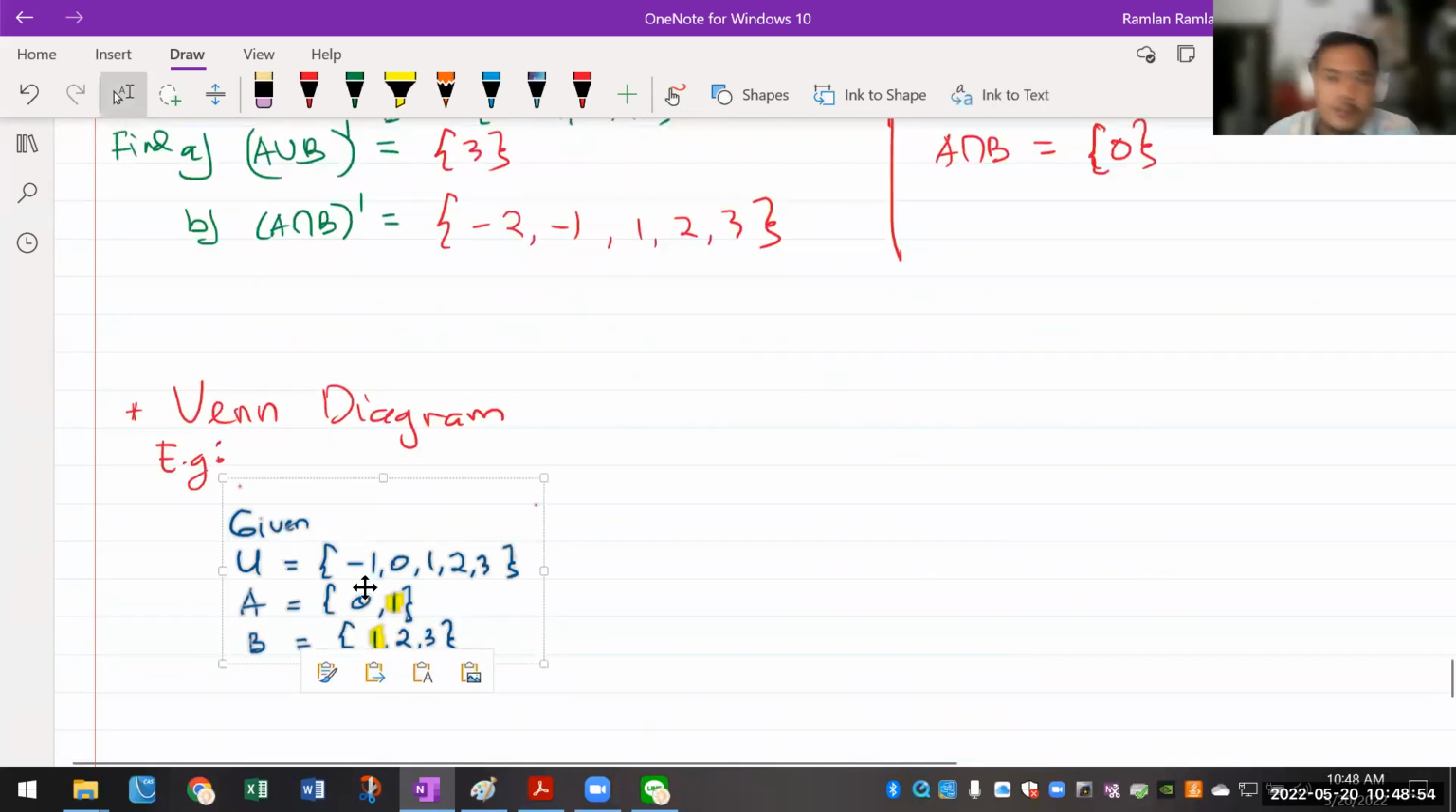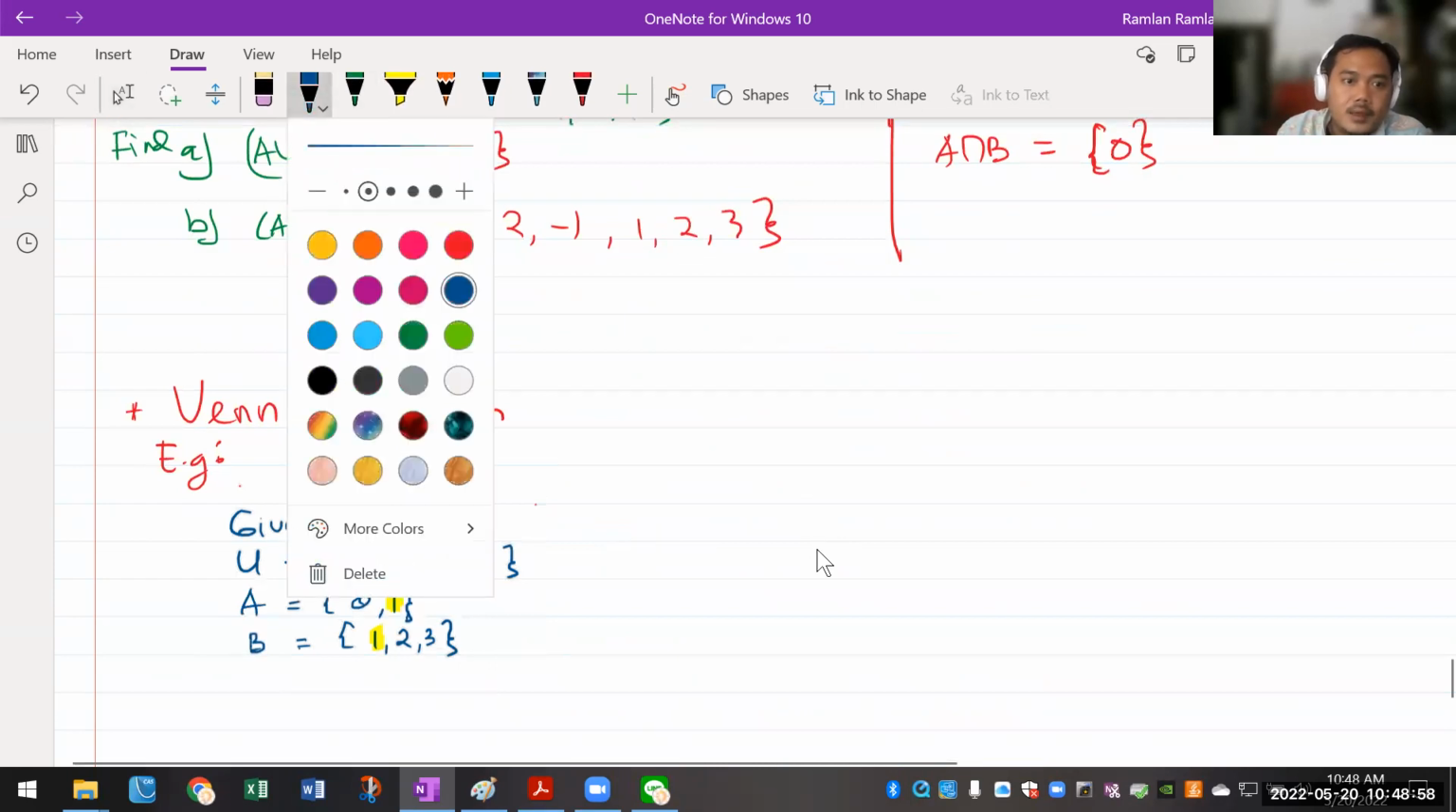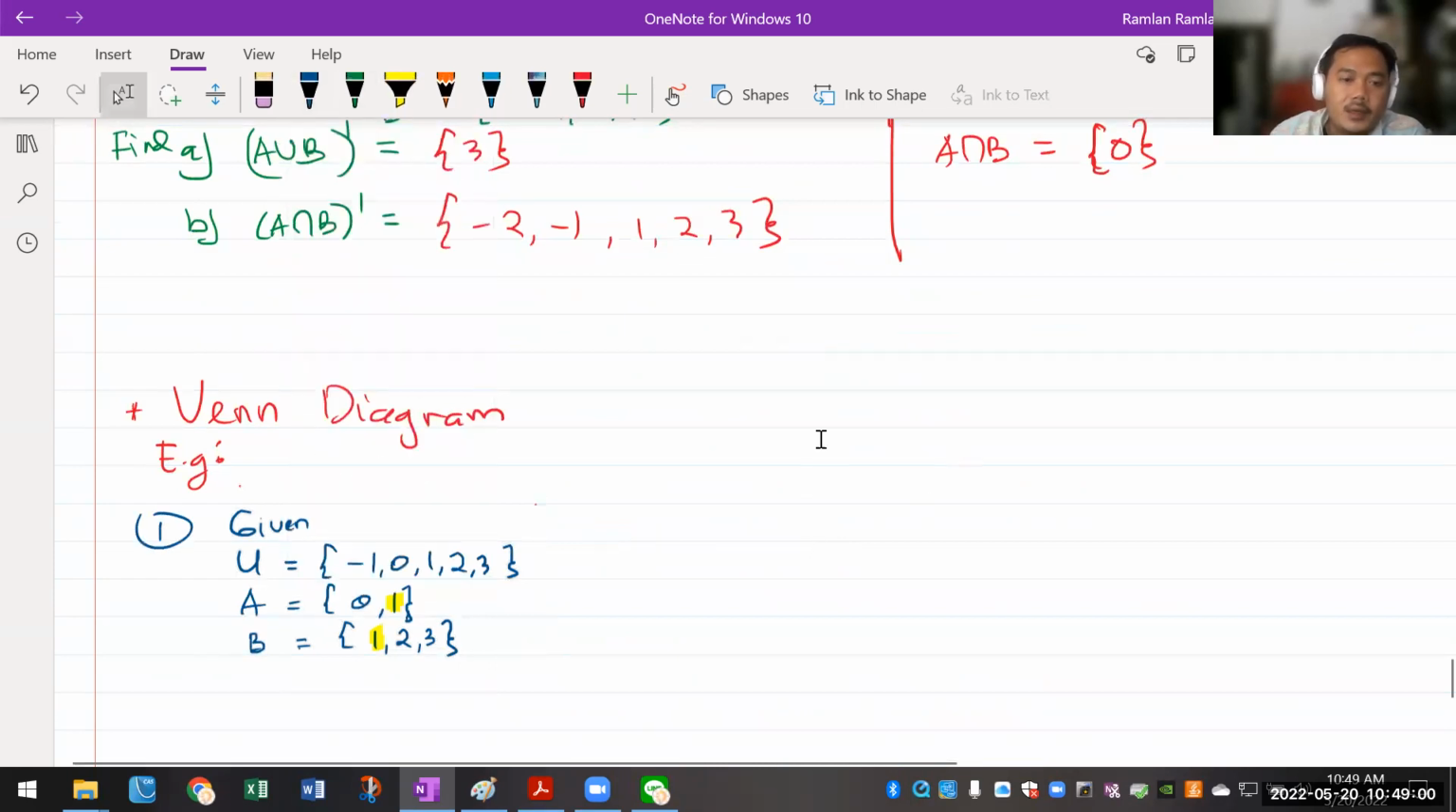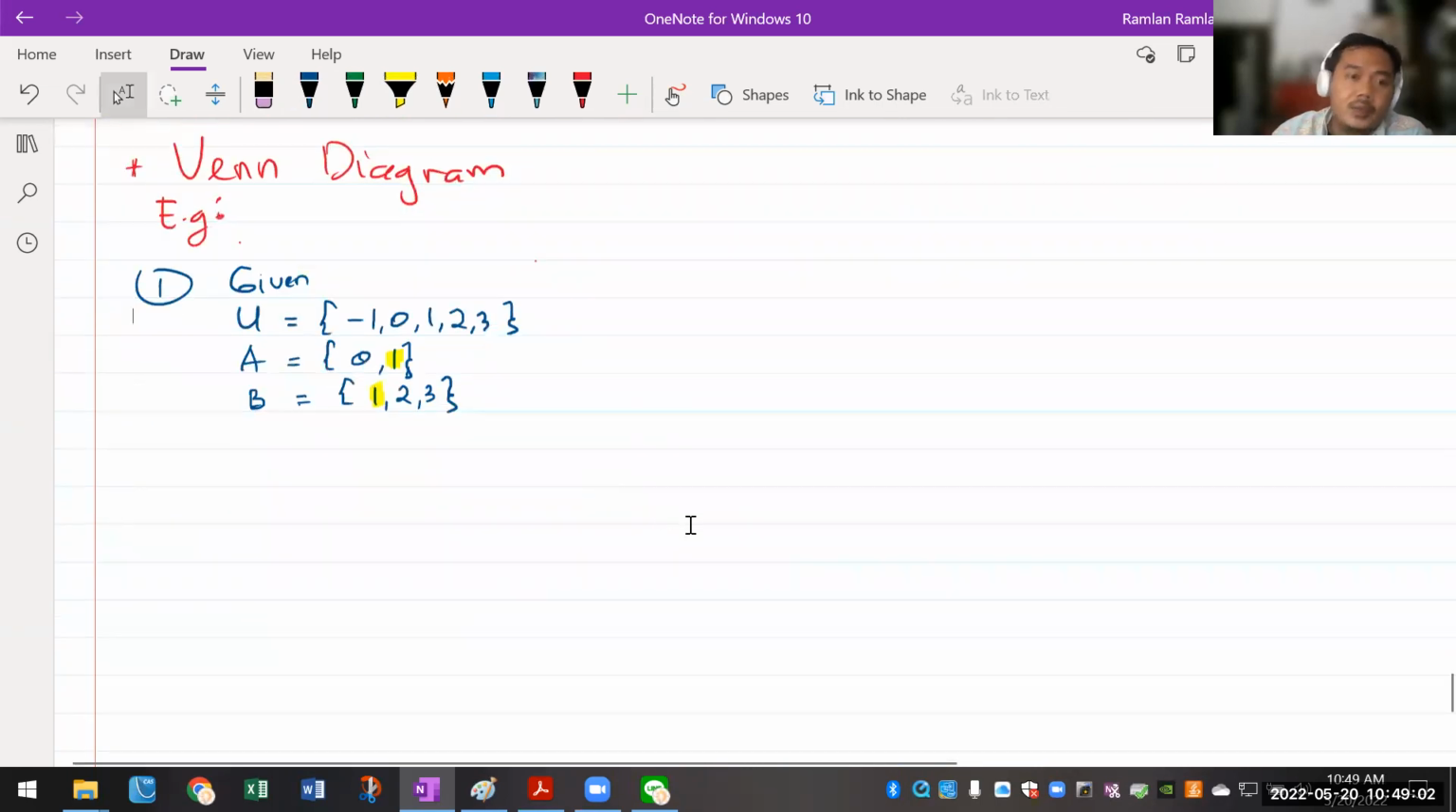Okay, here we go. So example number 1. We have a given universal set, and then A and also B. And then let's draw the Venn diagram.